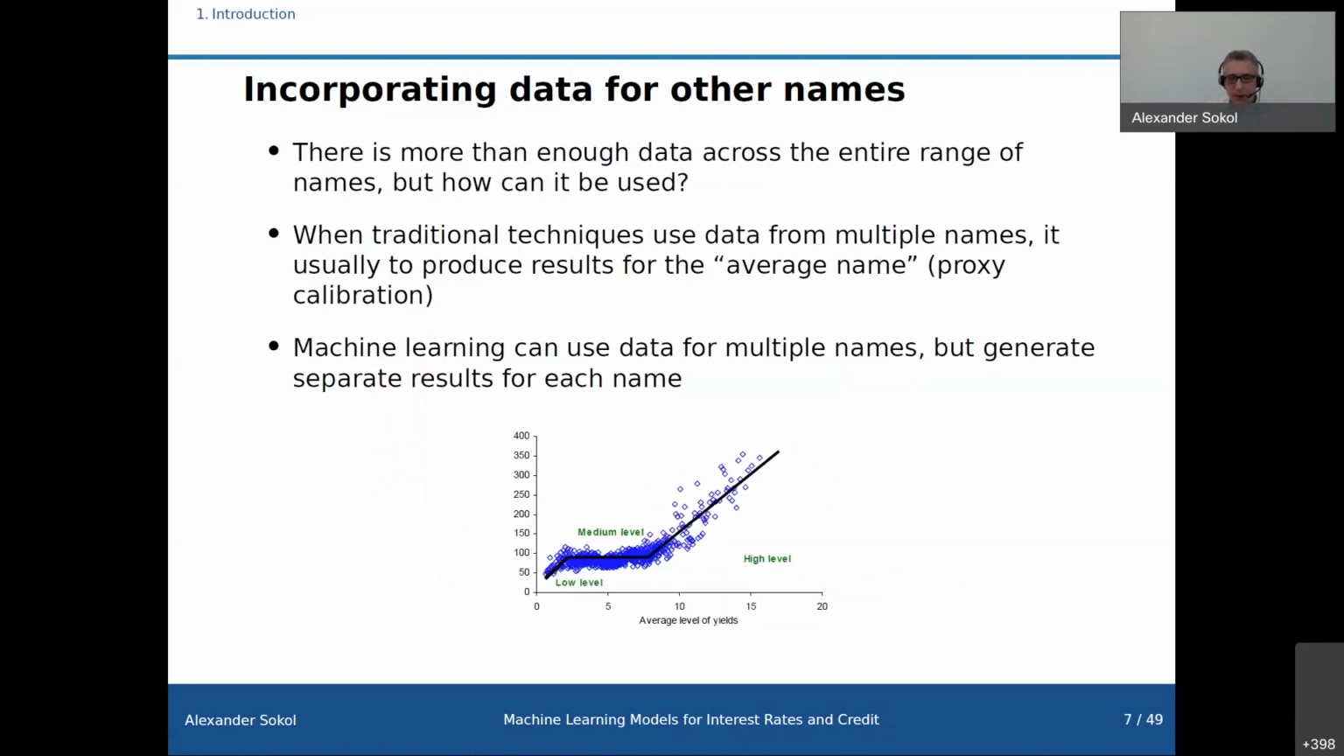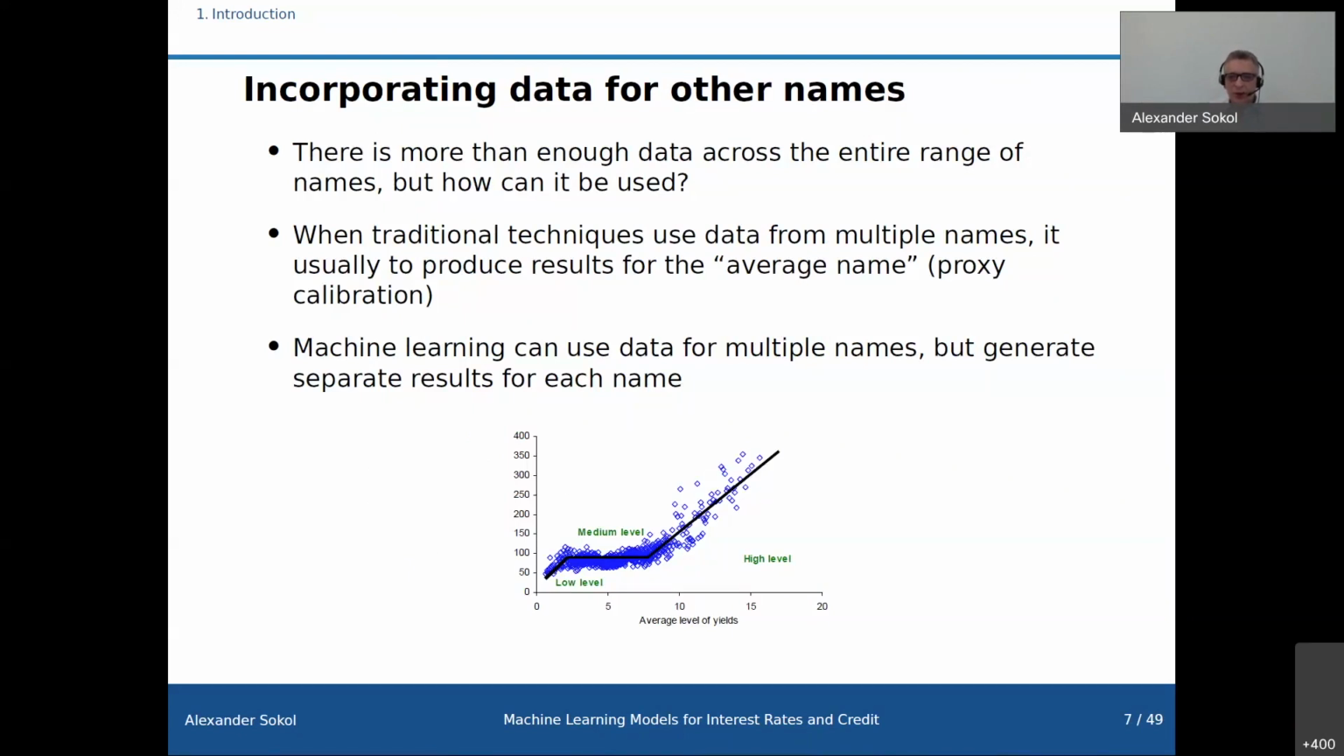Well, yes. What you can do is incorporate data for other names. Because there is more than enough data. Data for a single name is scarce, but data for the entire group of names, for example, all currencies, multiple credit names, multiple countries, if we're talking about treasury yields. Treasury yields depend on the country, not on the currency. They're different in the Eurozone from one country to another. So there is more than enough data across the entire range of names. But how can it be used?